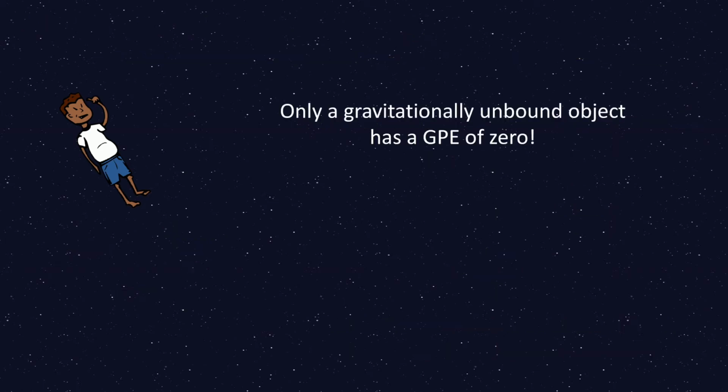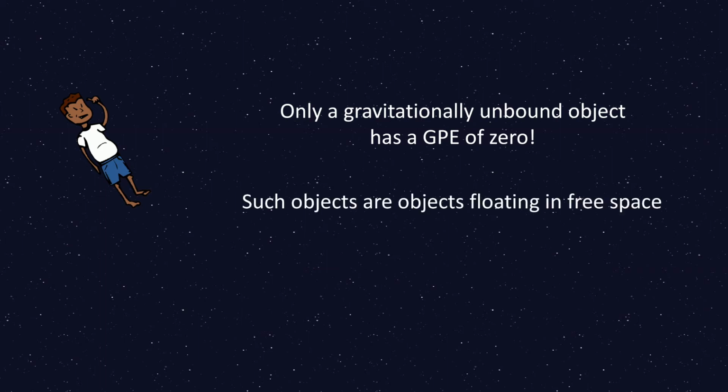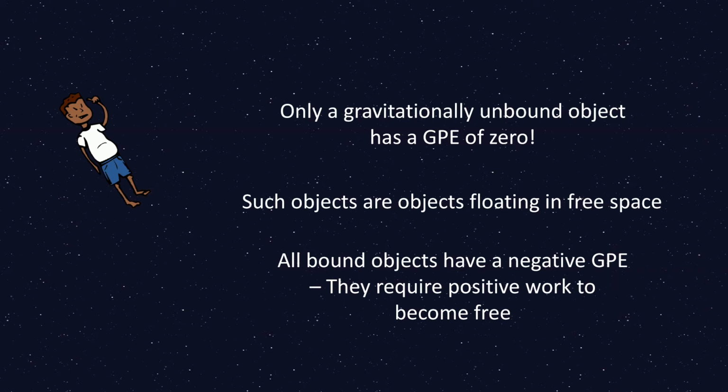So we see that when we move James infinitely far away from the Earth, he has a GPE of 0. So we know that only a gravitationally unbound object has a GPE of 0. As soon as it's influenced by the force of gravity, it will have a negative GPE. Free objects are objects that are floating around in free space and are not affected by gravity from any other body. All other objects that are bound have a negative GPE, which means that they require positive work done to them to become free and have a gravitational potential energy of 0, just like we did with James.